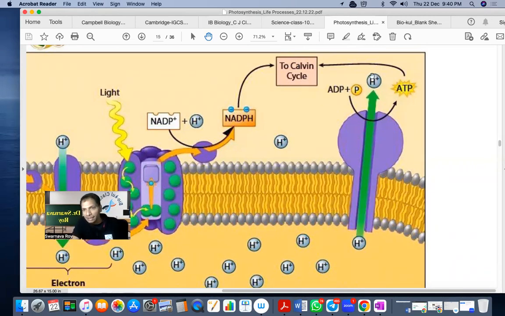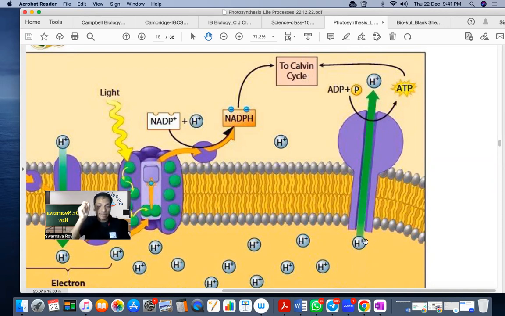And as this H plus is moving from inside to outside, it creates a force which causes this ATP synthase to rotate like that. So it is just the same concept as happening in a hydroelectric power plant. In a hydroelectric power plant, the water is falling and this water causes the turning of the turbine, and the turbine generates electricity. The same concept we see here.